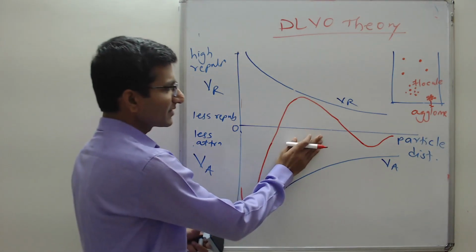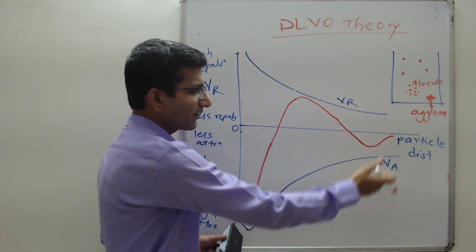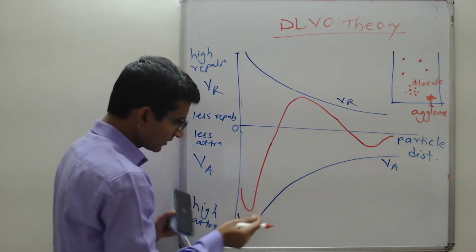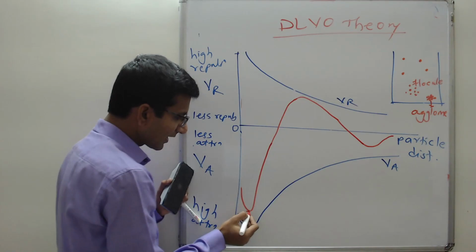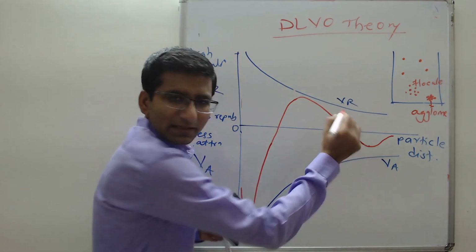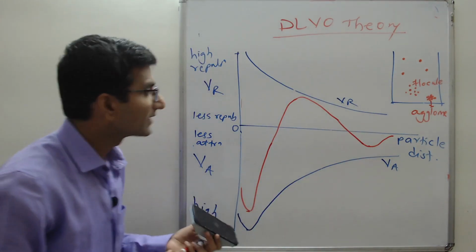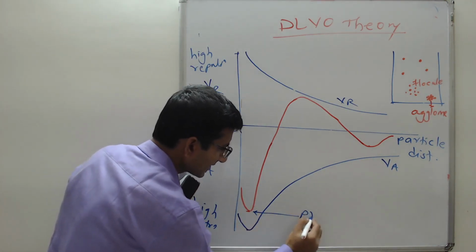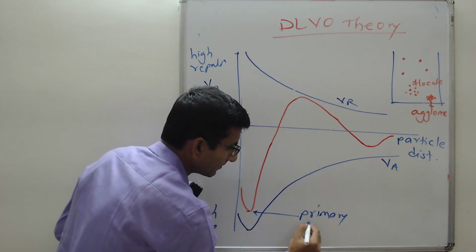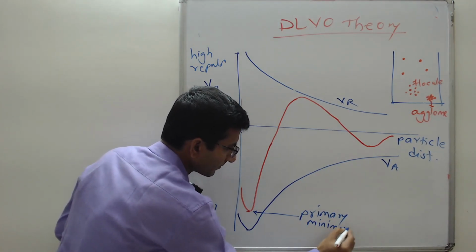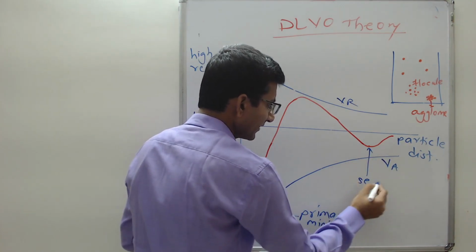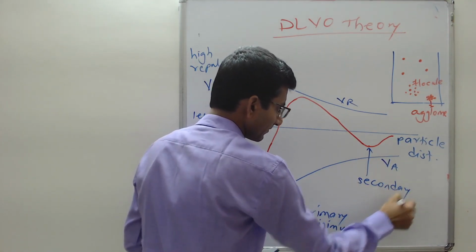Okay, so this is the summation of VR and VA. Okay, two curves, their summation is there. So you see, this is called as secondary minimum. Okay, sorry, this is called as primary minimum and this is called as secondary minimum. I will write here. I hope you are getting it. This is the primary minimum of the curve. Okay, this is the secondary minimum of the curve.